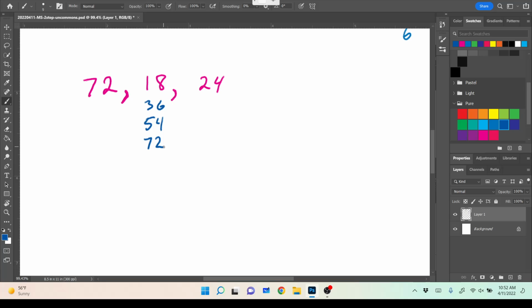Let's see if it works for the other one. 24 times 2, 48. 24 times 3, 72. So what's the least common multiple between those three? 72. Lo and behold.